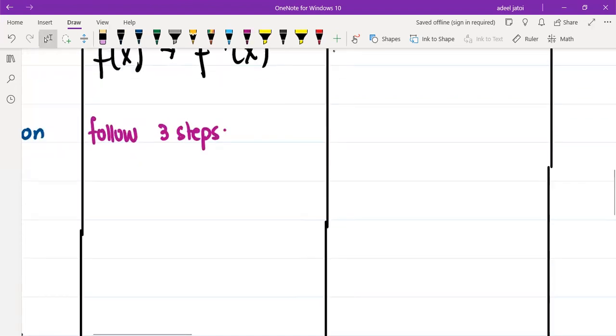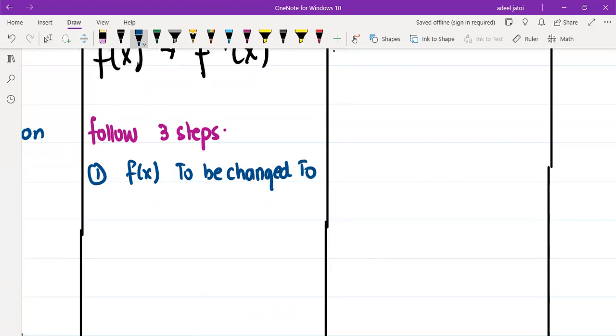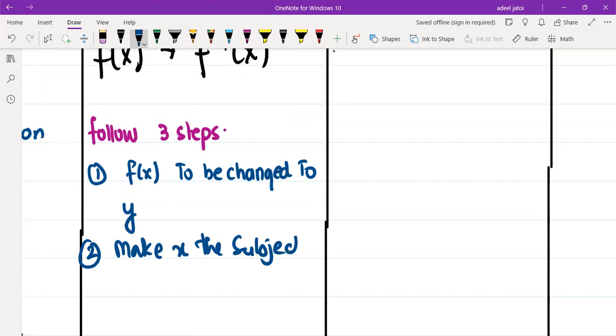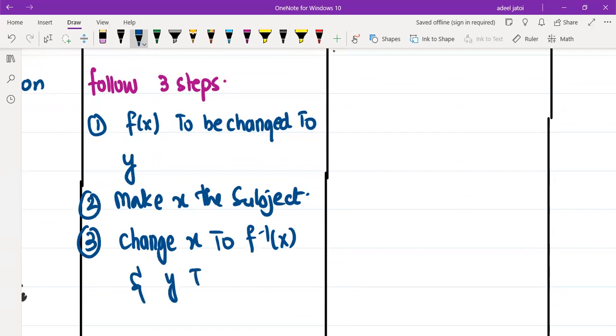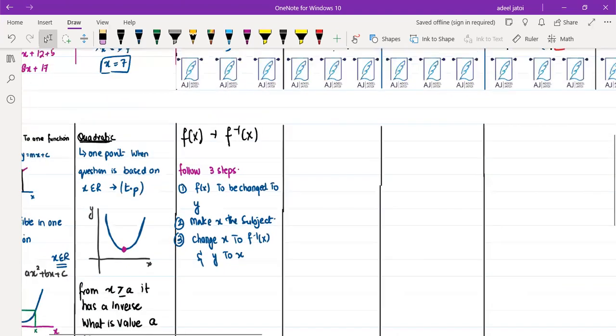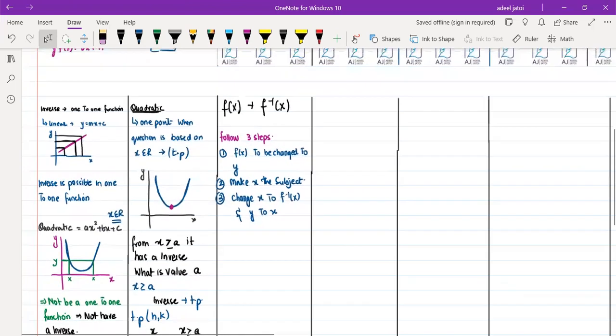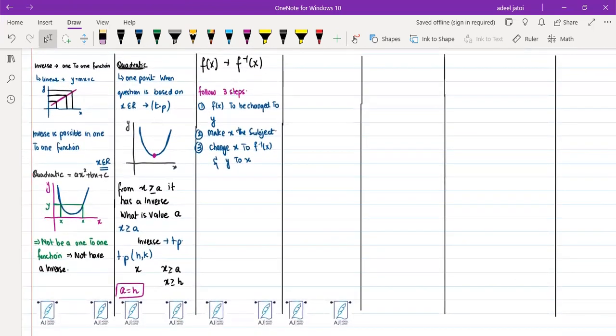Your three steps are: number one, f(x) to be changed to y. Number two, make x the subject. Number three, change x to f inverse of x and y to x. This third step has to be followed in the same step. So these are the three steps when we need to find f inverse from f(x).